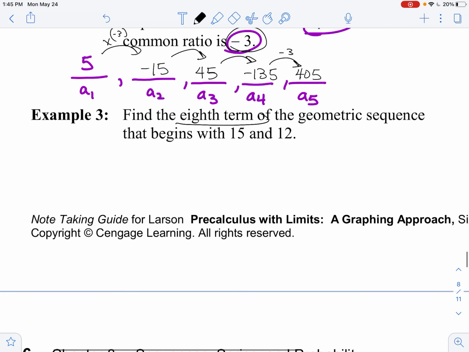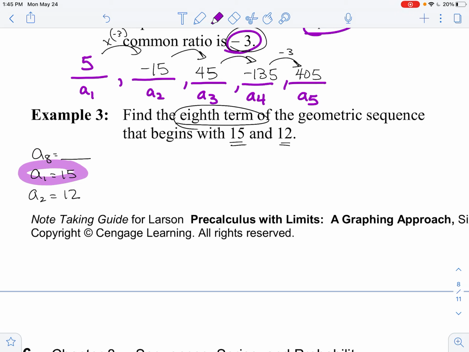To find the 8th term of the geometric sequence when the first two terms are 15 and 12, here's what I know. I want to look for the 8th term. I don't know it. I know the first term is 15, and the second term is 12. We need to use this information so that we can find a couple things. One of the important things is we have to know that the first term is 15.